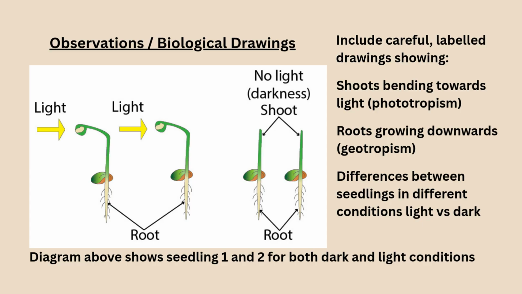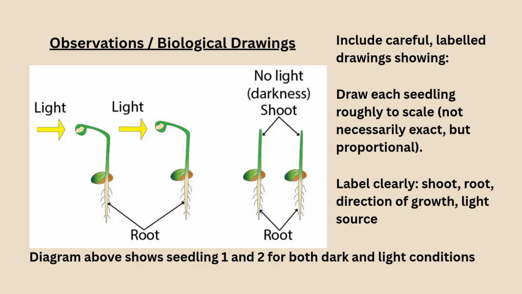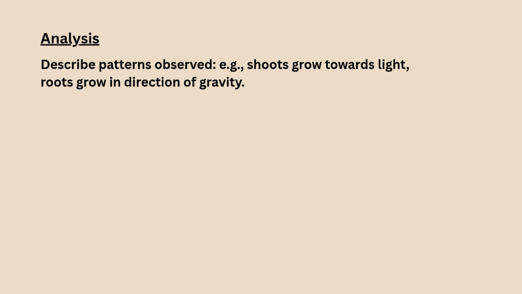And the diagram above shows seedlings 1 and 2 for both dark and light conditions. Draw each seedling roughly to scale, not necessarily exact but proportional, and label clearly the shoot, root, direction of growth and any light source. For analysis, describe any patterns observed, e.g. the shoots grow towards the light, the roots grow in the direction of gravity.